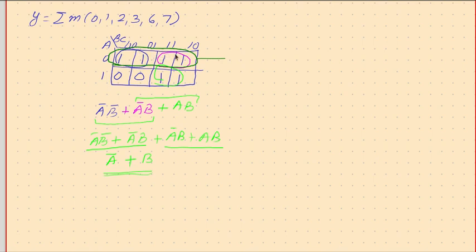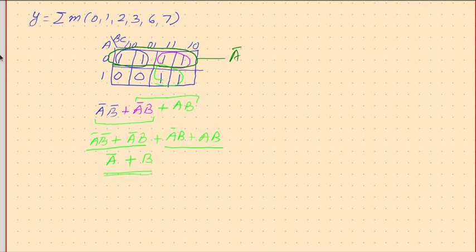Neither b is common nor c is common. What is common is only a bar is common. Okay, next these two. What is a bar b? A bar b is this combination and ab is this combination.